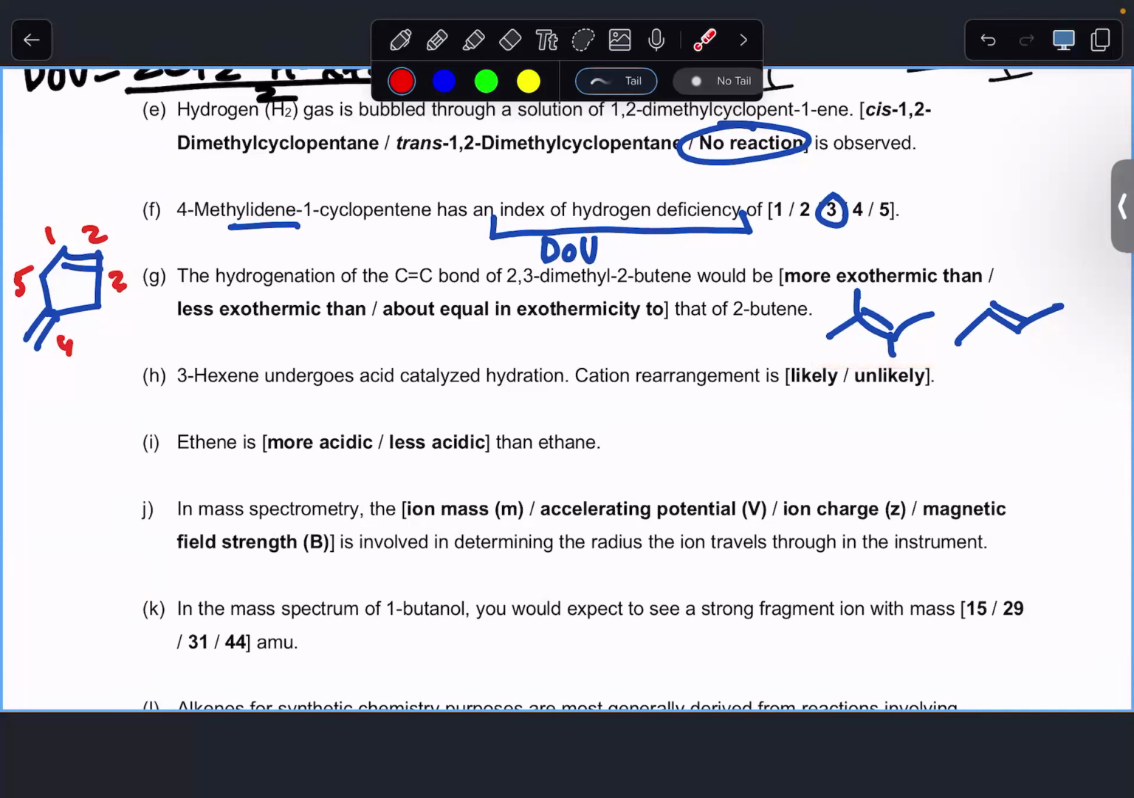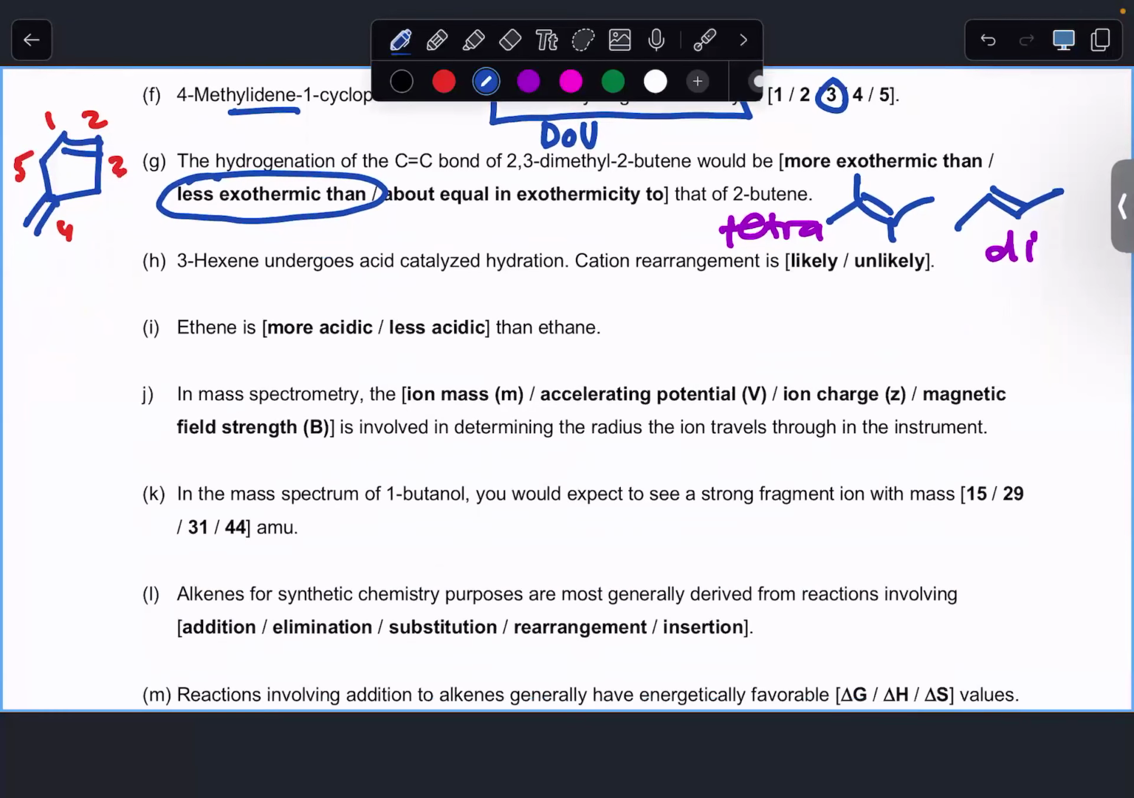Yeah, and why would that be the less stable one? Yeah, less substituted. This is di-substituted. This is tetra-substituted. So this one has less energy, so it is less exothermic than the more unstable one. Right.